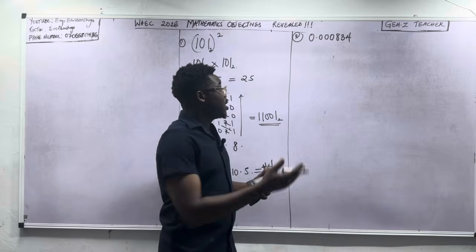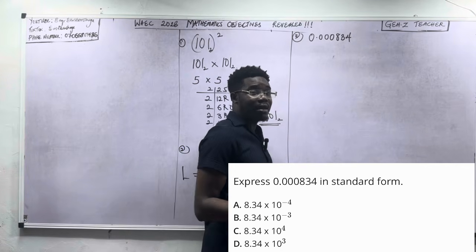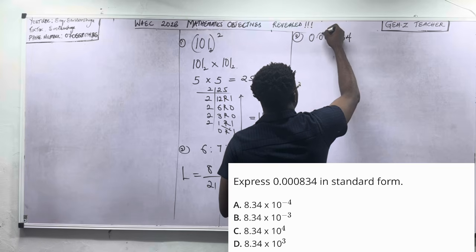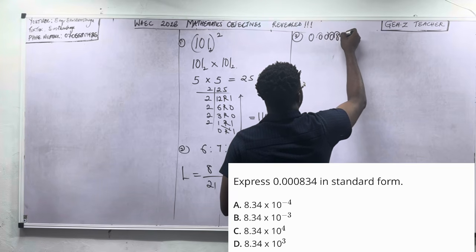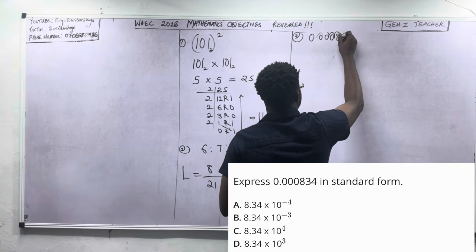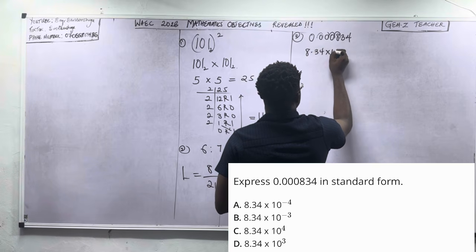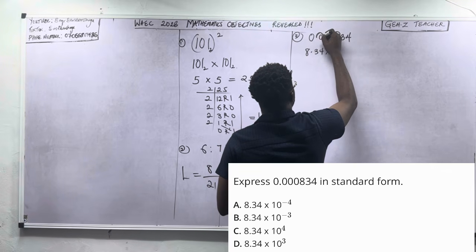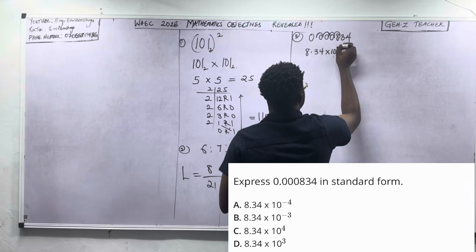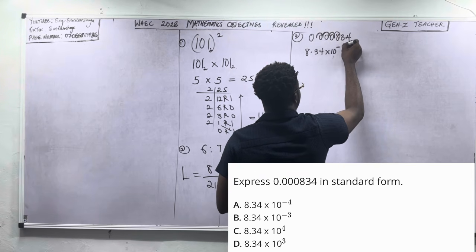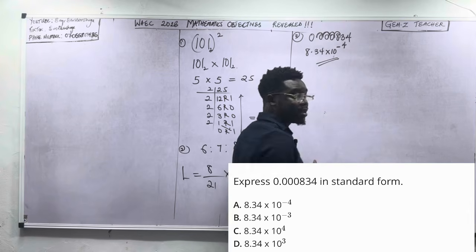Question 3 says, express this number in standard form. Quickly, let's work with that. We're going to count the zeros, okay? 1, 2, 3, 4. Now you stop after the first number. So you have 8.34 times 10 raised to the power. Because we counted towards the right, we're going to be having a negative exponent, okay? And we move 1, 2, 3, 4 times. We'll have this as the answer in standard form.